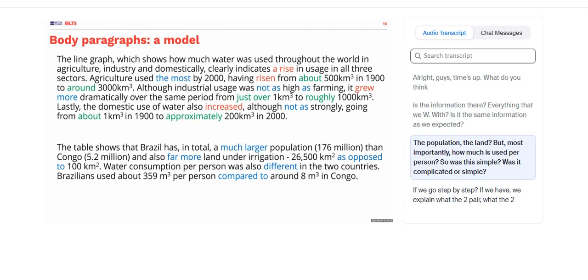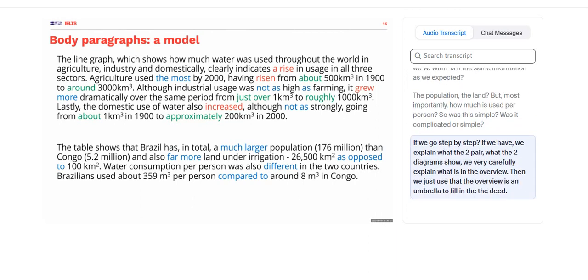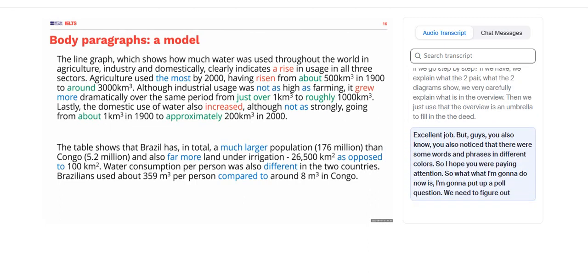So was this simple? Was it complicated or simple? If we go step by step, we explain what the two diagrams show, we very carefully explain what is in the overview, then we just use the overview as an umbrella to fill in the details. Excellent job. But guys, you also noticed that there were some words and phrases in different colors. So I hope you were paying attention.